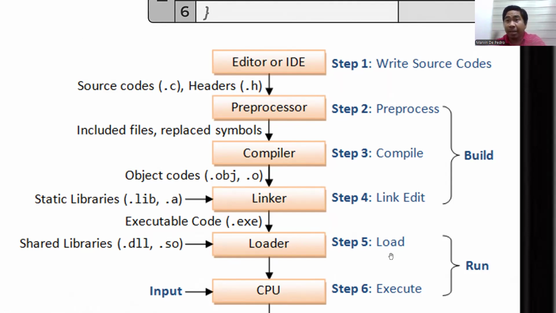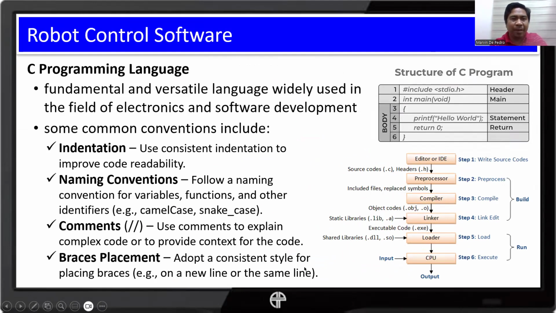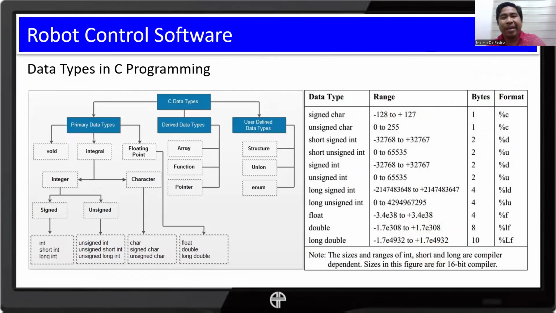Okay, and then once we have the code, we can now load it to whatever app you are using, such as the Arduino IDE. You load it and then you run it. You press the execute button to run the code, right? And of course, you can have your output based on the given input. All right, so that's a quick summary of C programming.